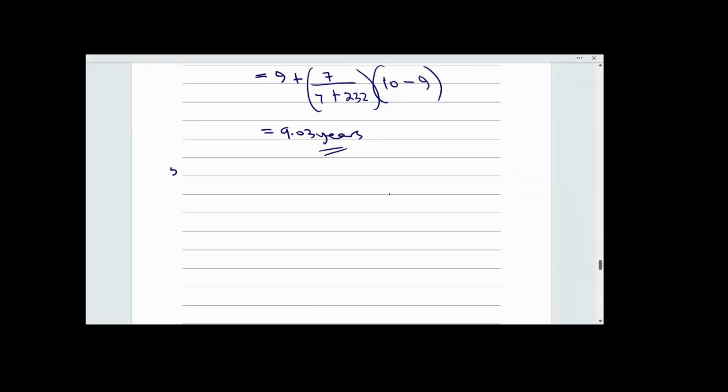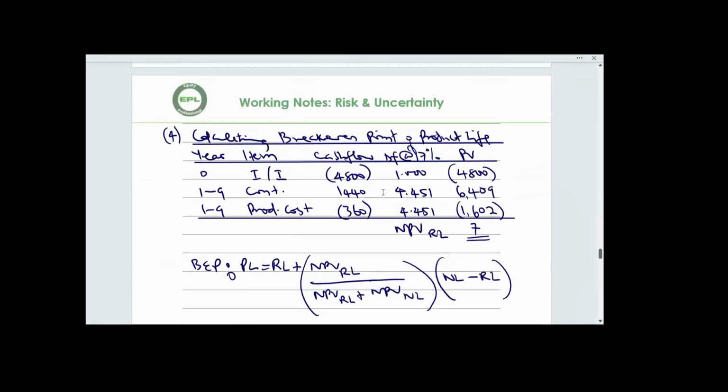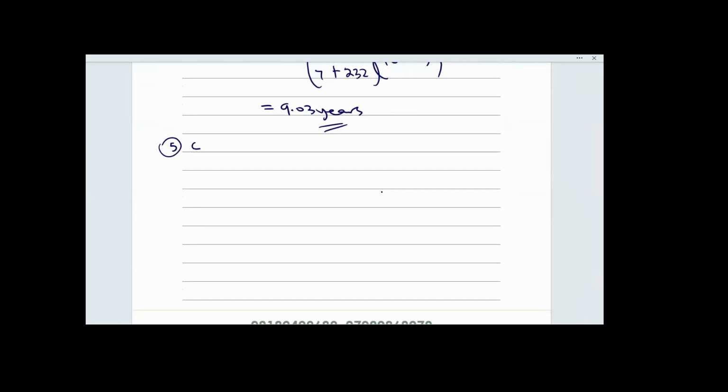This is number 5 working: calculating internal rate of return. When you want to calculate internal rate of return, you are expected to assume 2 discount rates that will produce 2 opposing NPVs. One discount rate will give you a positive NPV, another will give you a negative NPV. Then you interpolate. First, let's assume 20%. Initially, we calculated NPV at 17% and got 232. So let's try 20%.